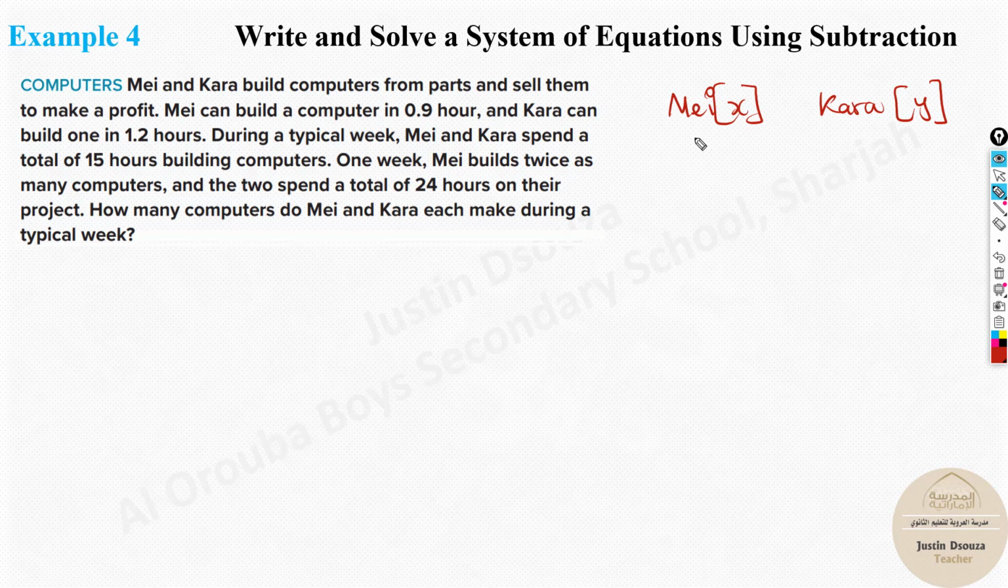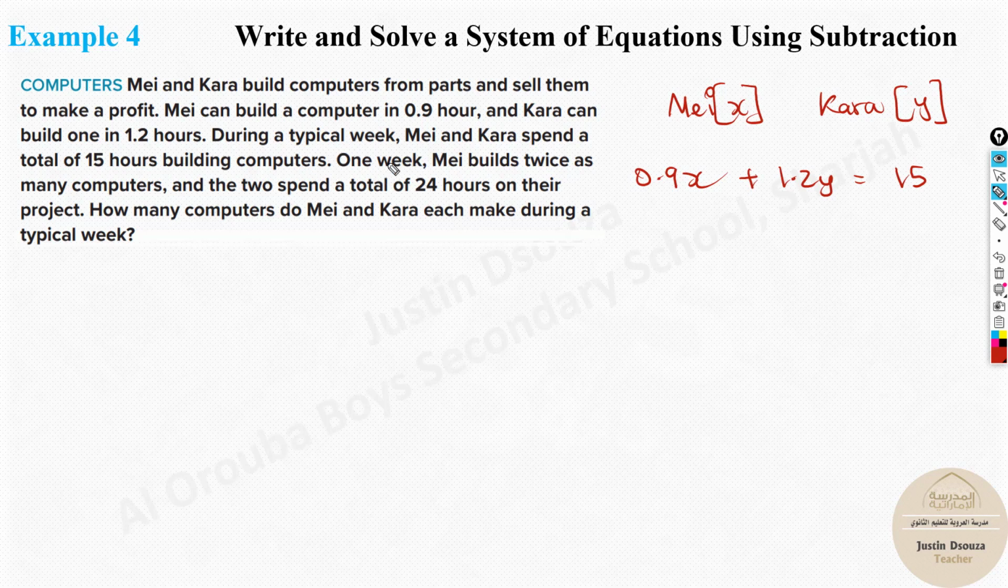So what I can do is this variable is 0.9 hours x, May's time, plus Kara's is 1.2y. That is equal to what? During a typical week, May and Kara spend how many hours in total? It is equal to 15 hours they are spending. So in total, 15 hours building computers.